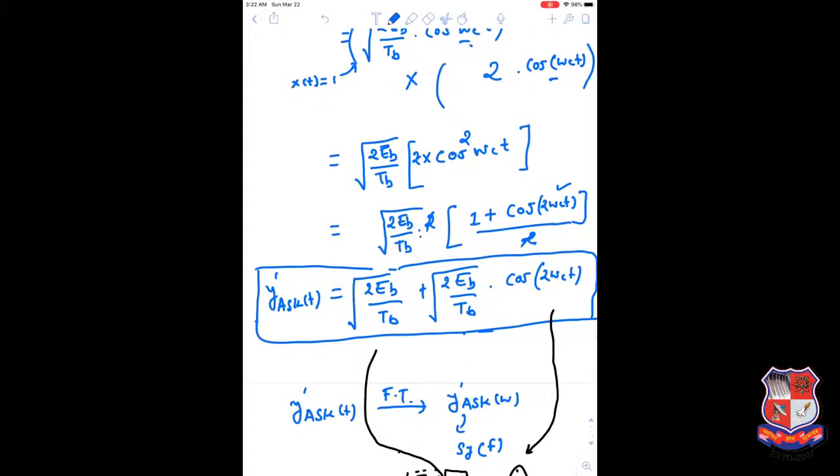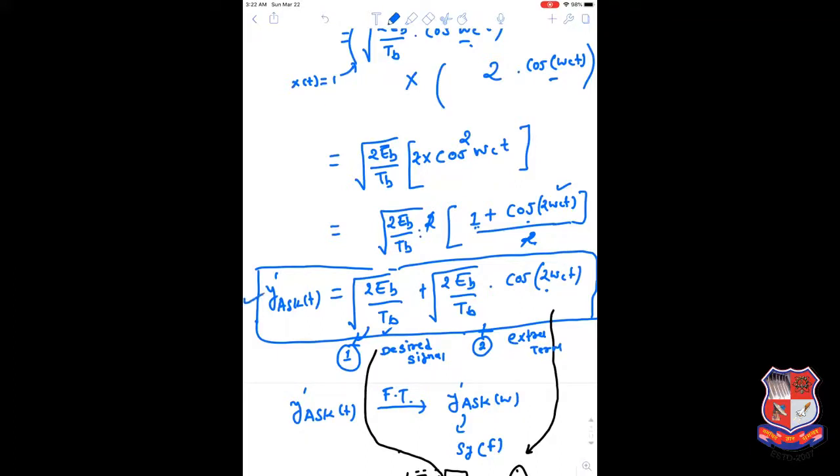So finally we have the square root of 2 Eb by Tb times 1 plus cos 2 omega ct. If you multiply each term with square root 2 Eb by Tb, the first term is square root 2 Eb by Tb plus square root 2 Eb by Tb cos 2 omega ct. Now this is a representation of 1. If this is received at the receiver, it will be decoded as a 1. But the second term is an extra term. This one is the desired signal, and this one is the extra term.